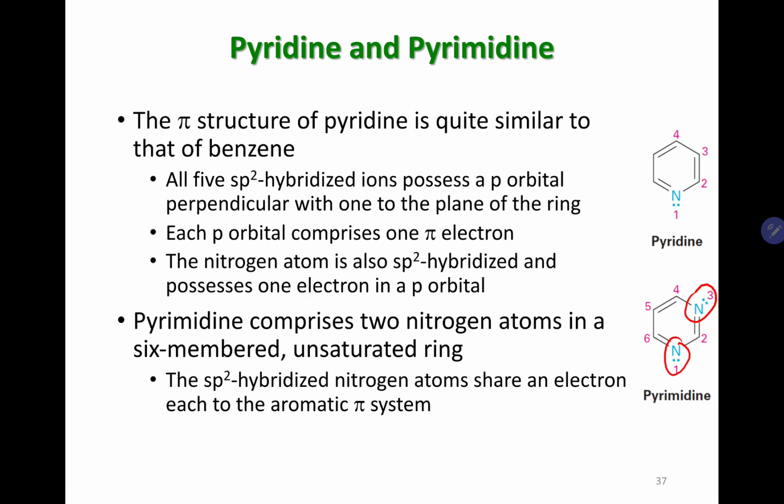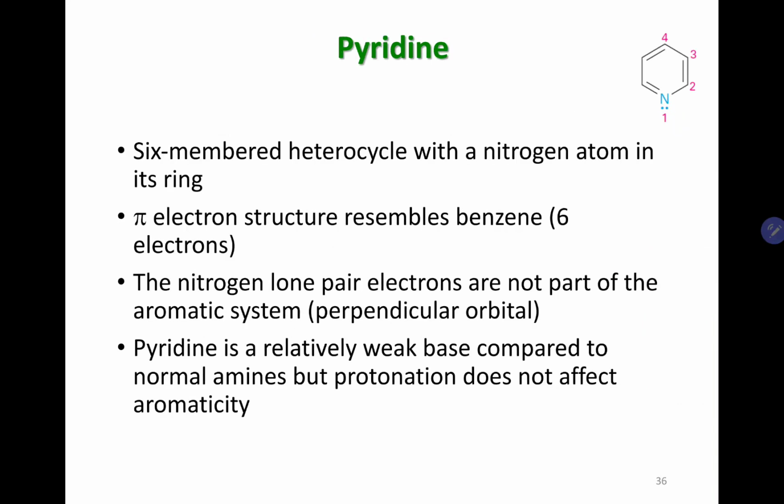In both pyridine and pyrimidine, this lone pair of electrons is not a part of the pi electron group. Keep that in mind. This nitrogen is sp2 hybridized, and this lone pair is not a part of the conjugated pi electrons. So nitrogen like this has a double bond, a single bond, and a lone pair.